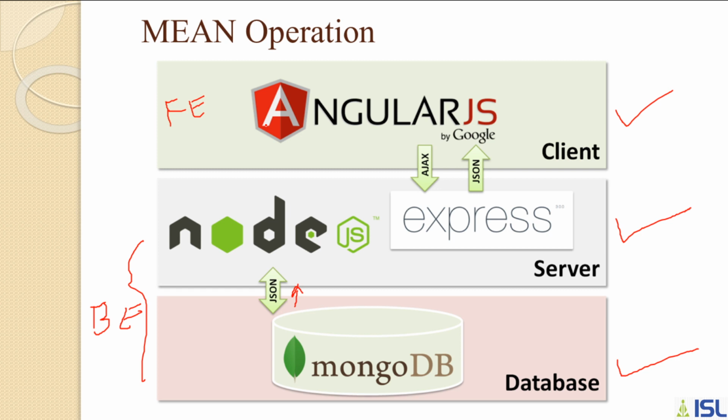Okay, so while seeing this diagram, I think you are clearer about how MEAN performs the operation. From AngularJS, it is sent to Express in the form of Ajax, and Node.js transfers and gets the data in the form of JSON. After getting the JSON data from MongoDB, it gives it again to AngularJS, which then displays the data as per the client requirement. So this is about the MEAN operation.